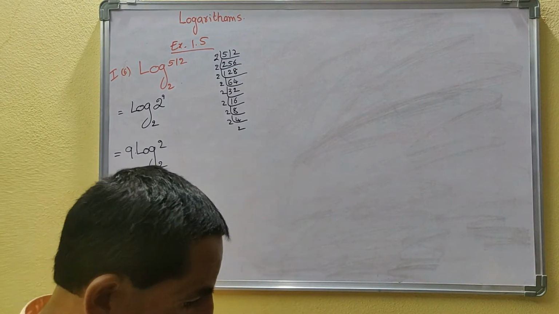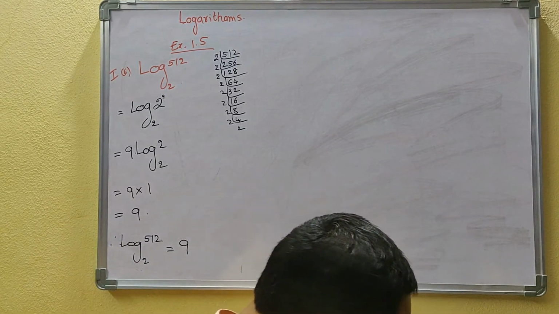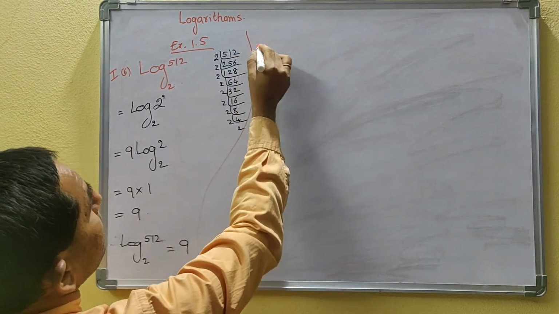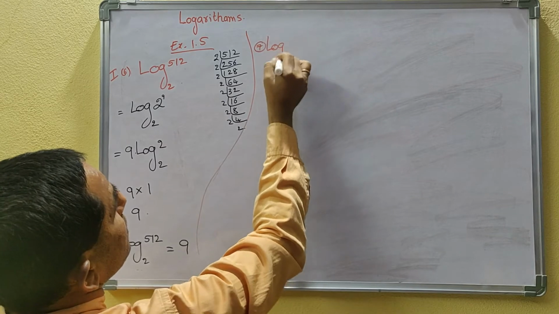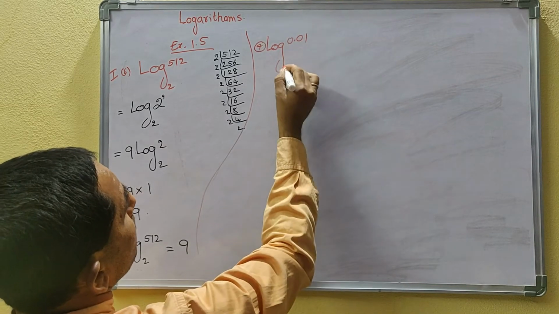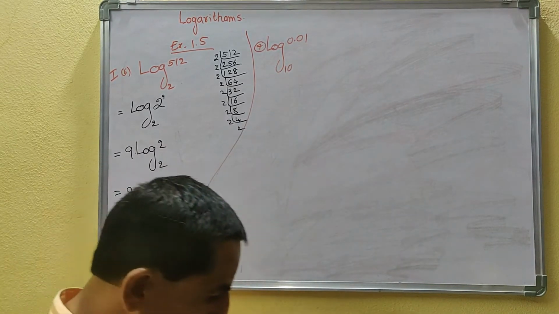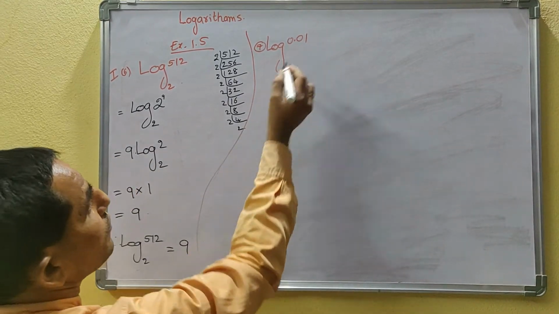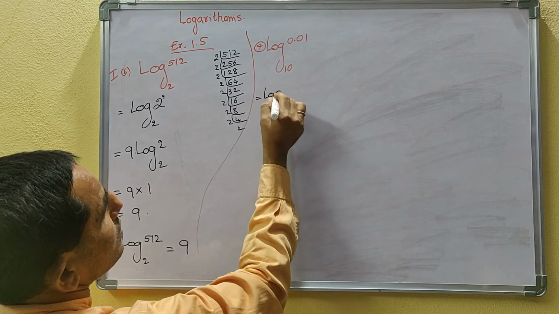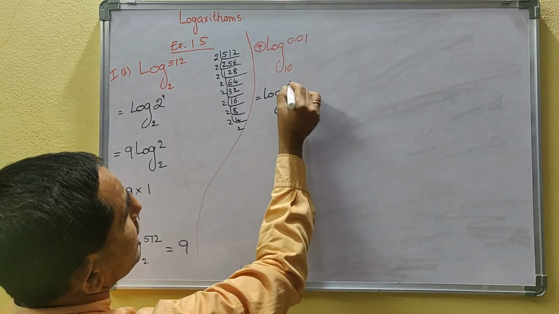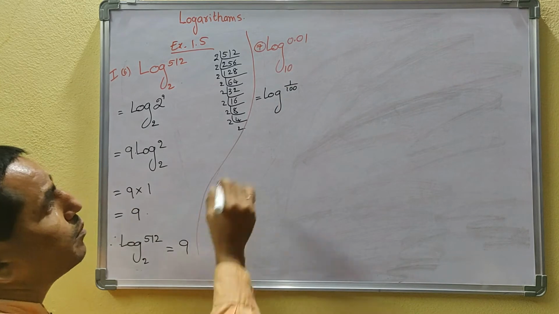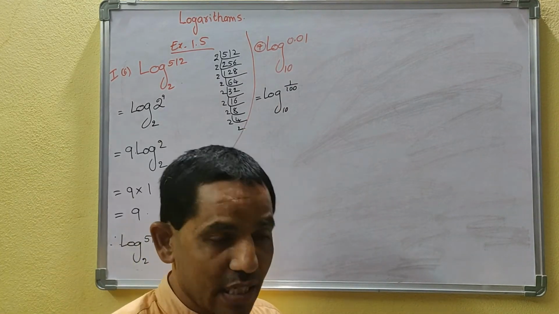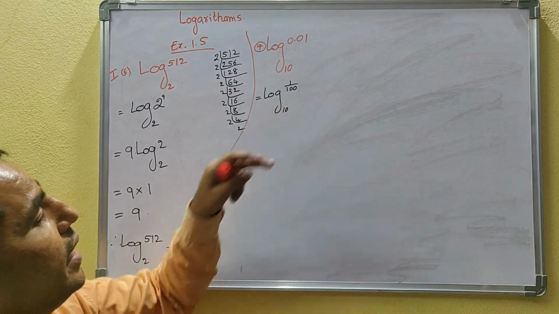Next question, very important: the seventh question, log 0.01 base 10. So first of all, I will write log 0.01 as log 1 by 100 base 10. 1 by 100, because after the decimal point there are 2 digits. That's why I am writing 1 by 100.